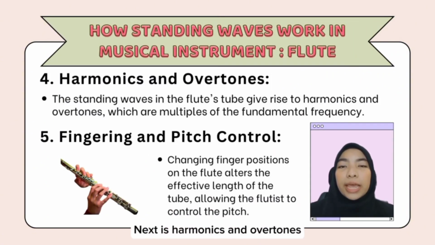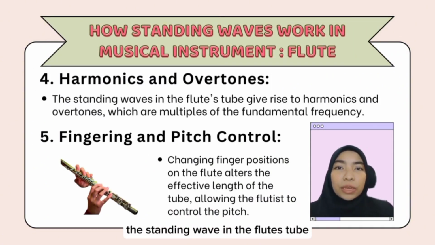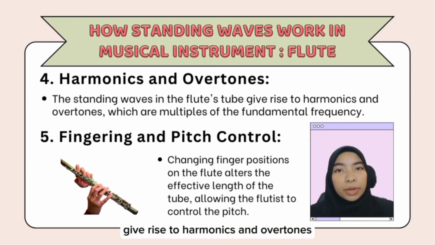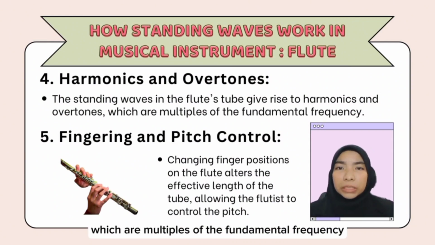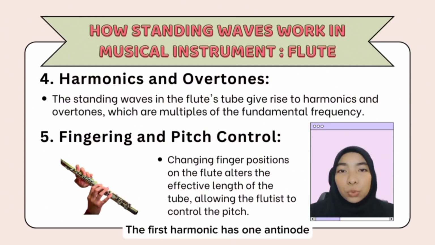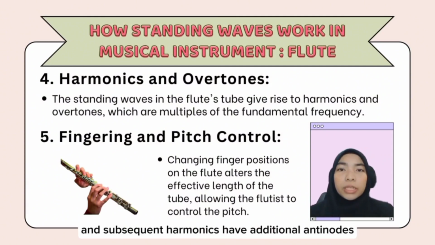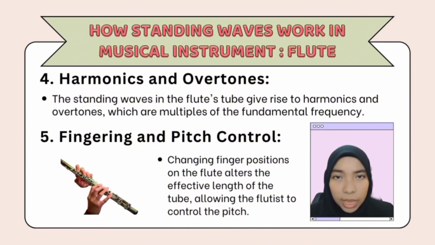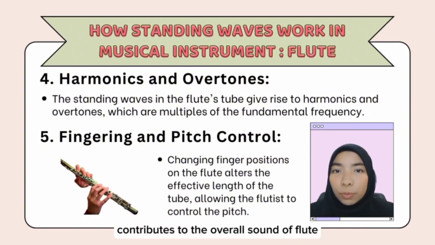Next is harmonics and overtones. The standing waves in the flute tube give rise to harmonics and overtones, which are multiples of the fundamental frequency. The first harmonic has one antinode, and subsequent harmonics have additional antinodes. Each harmonic contributes to the overall sound of the flute.